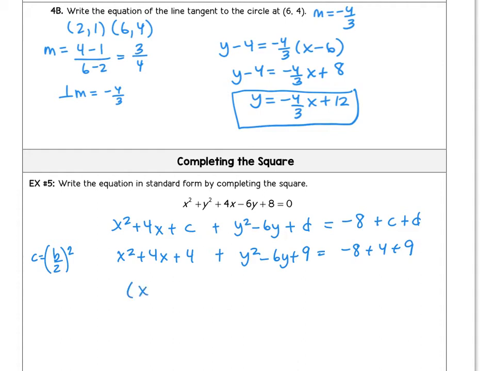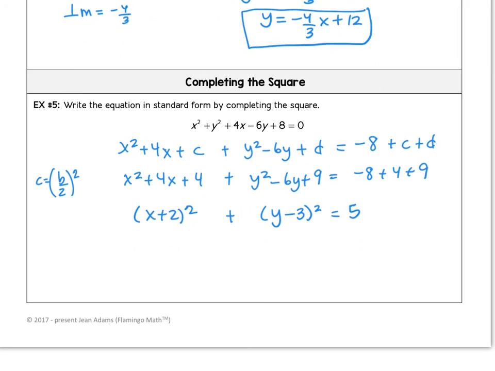So this would give me x plus 2 squared, because that's the perfect square factorization. This would be y minus 3 squared. And let's see, what does that give us? 5. So that's our equation of the circle.